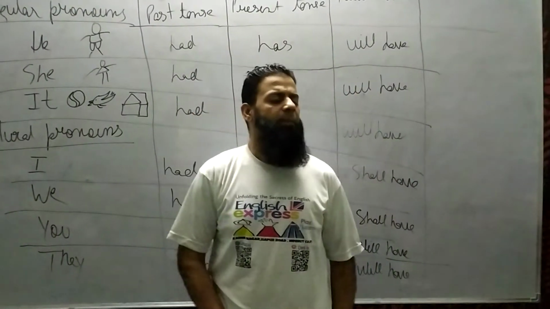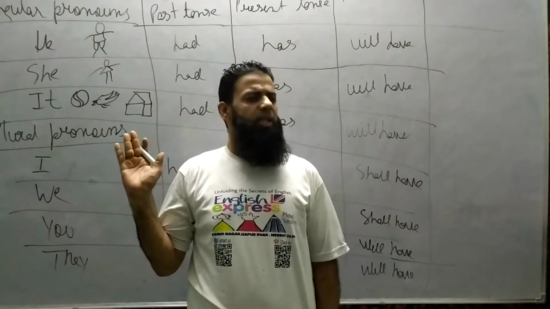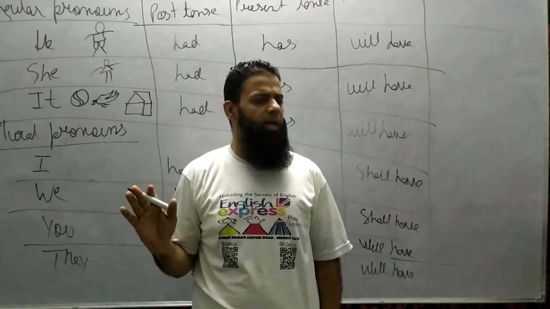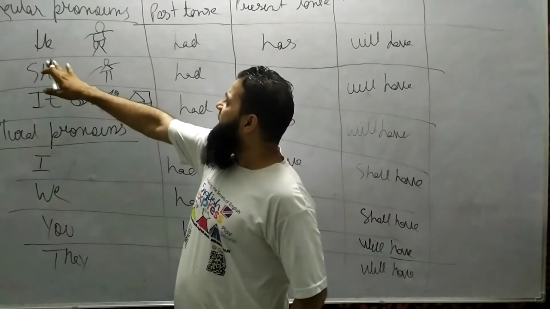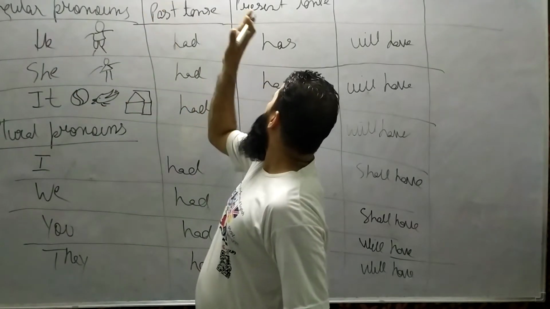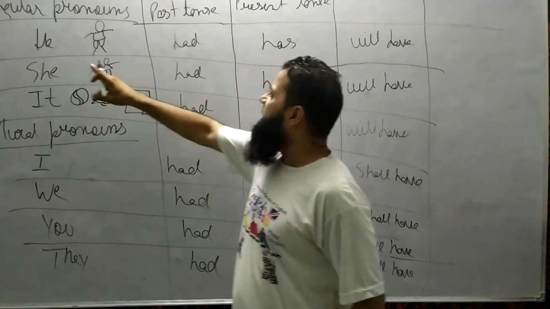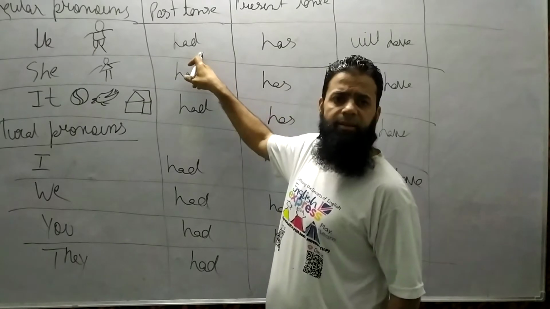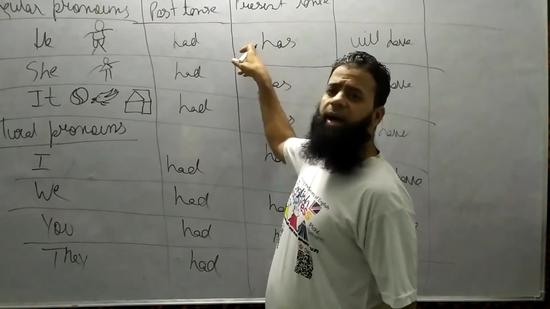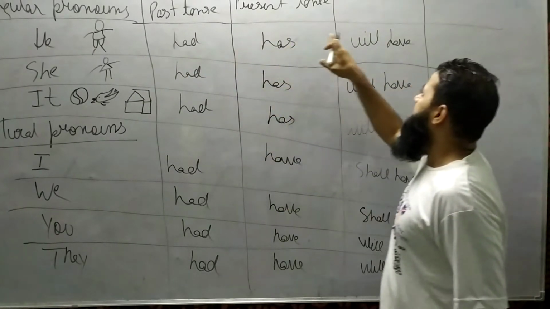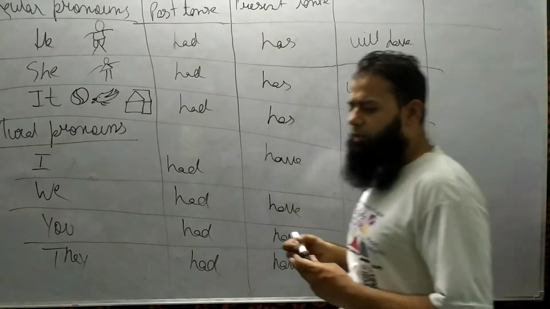Guys, now what happened? When we do this, they are simple forms. Like he had, he has, he will have. So we say he had a pen. She had, she has a pen, and he will have a pen. So we'll write.